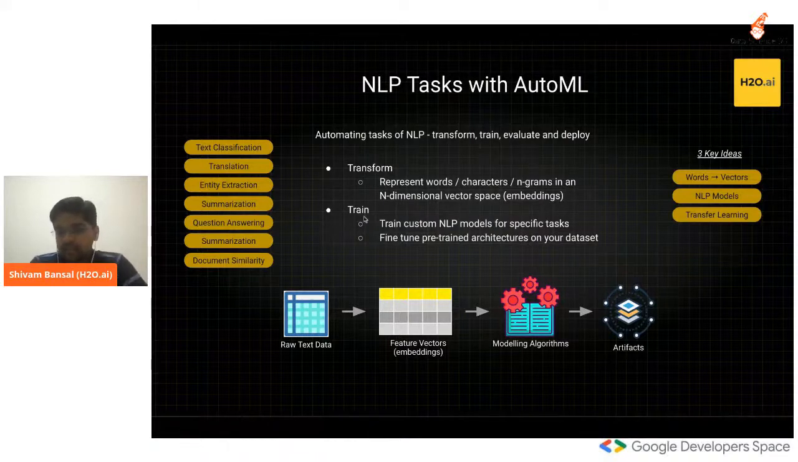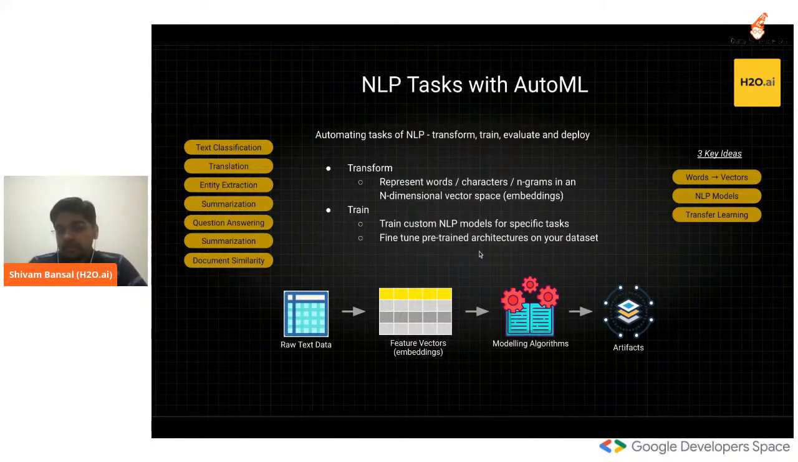When we talk about training in the context of AutoML, we are talking about training very specific custom NLP model architectures for specific tasks. For example, state-of-the-art model architectures like transformers, attention, autoencoders, BERT, these are architectures that are designed to work on these specific NLP tasks, and they are meant to give good results as compared to say normal machine learning algorithms.